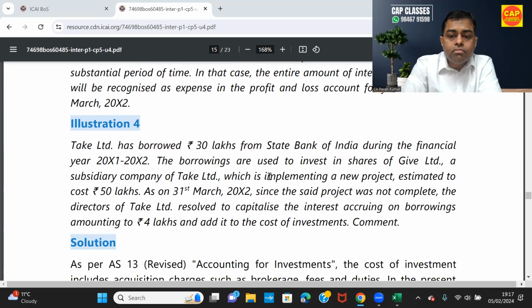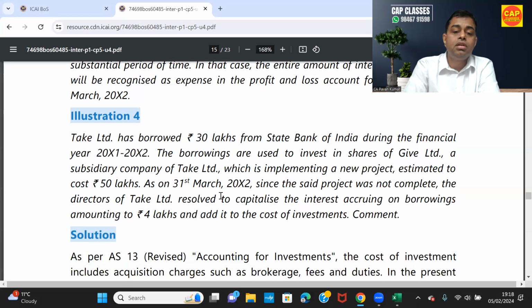So, look here. Company is implementing a new project. Estimated cost 50 lakhs. Borrowings from parent 30 lakhs. Borrowing cost 4 lakhs. Everything is good. But do you know what is the biggest challenge in this question? 99% of students will write a wrong answer.